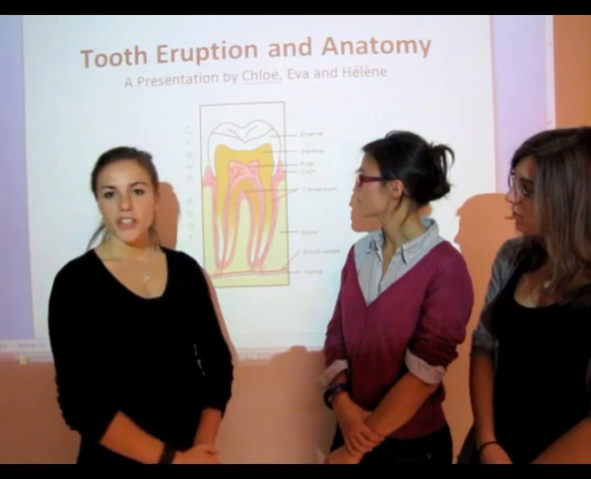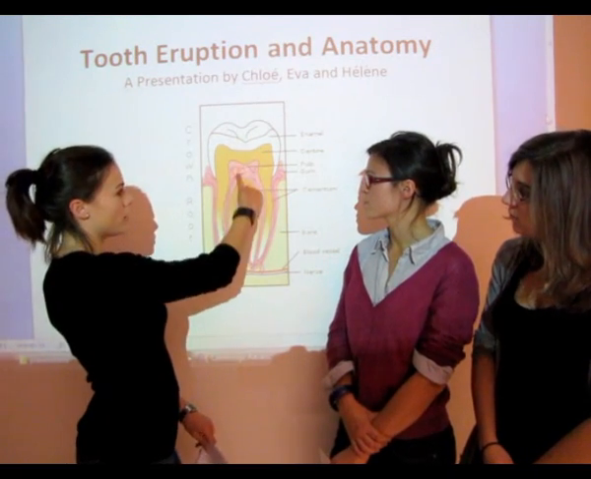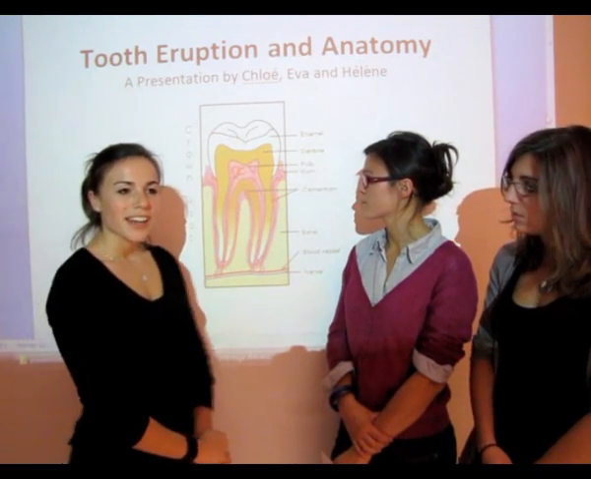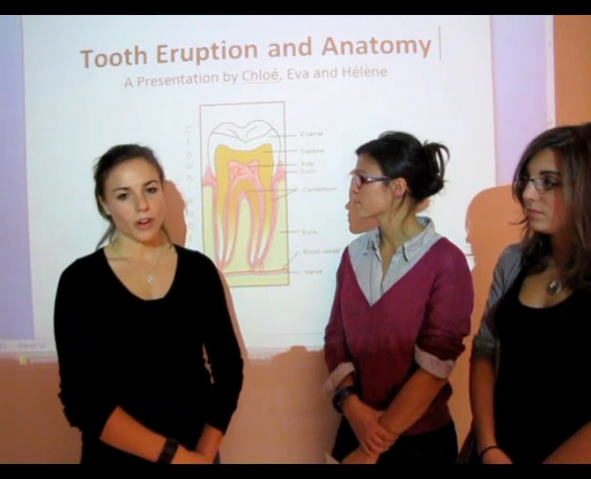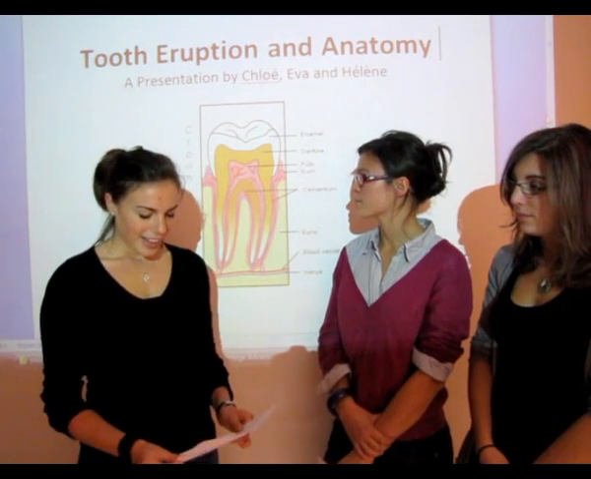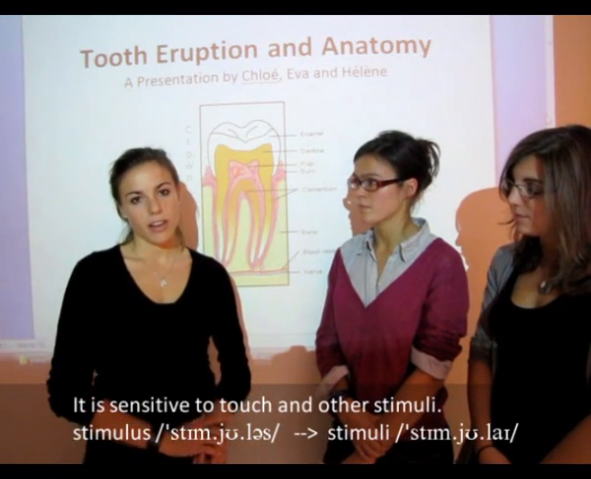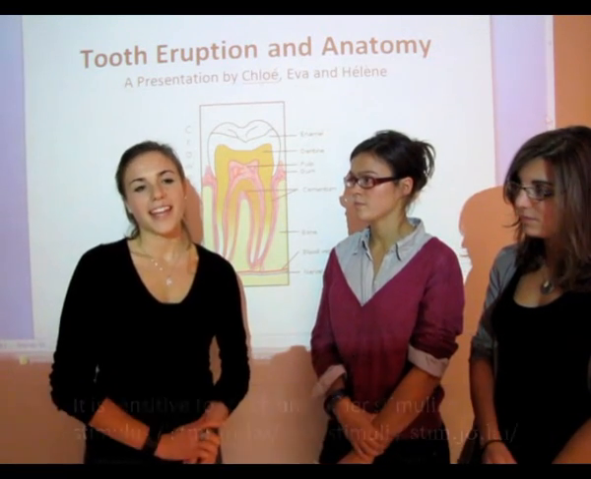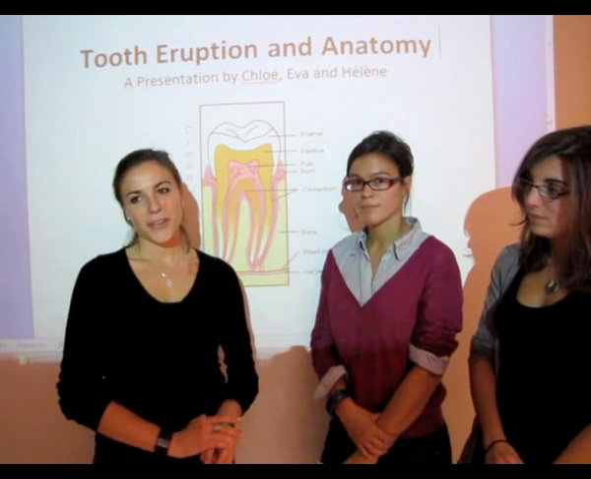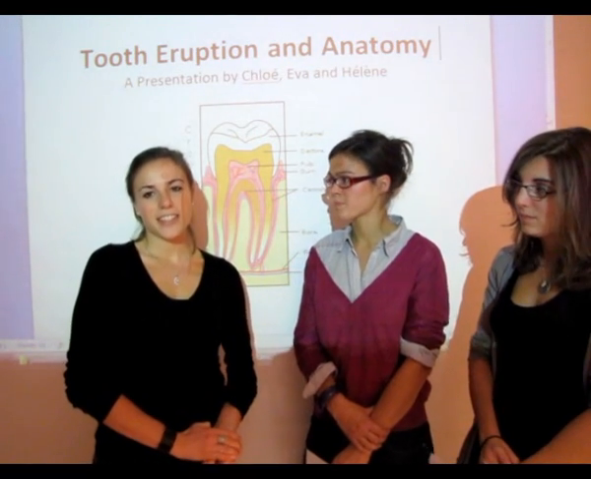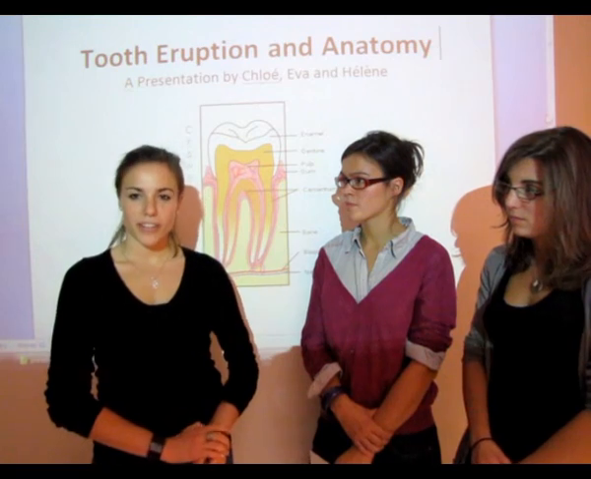The dentin is under the enamel and surrounds the dental pulp. It forms the bulk of the tooth. It is sensitive to touch and other stimuli, and on top of that, its yellowish color is the cause of yellowing teeth.